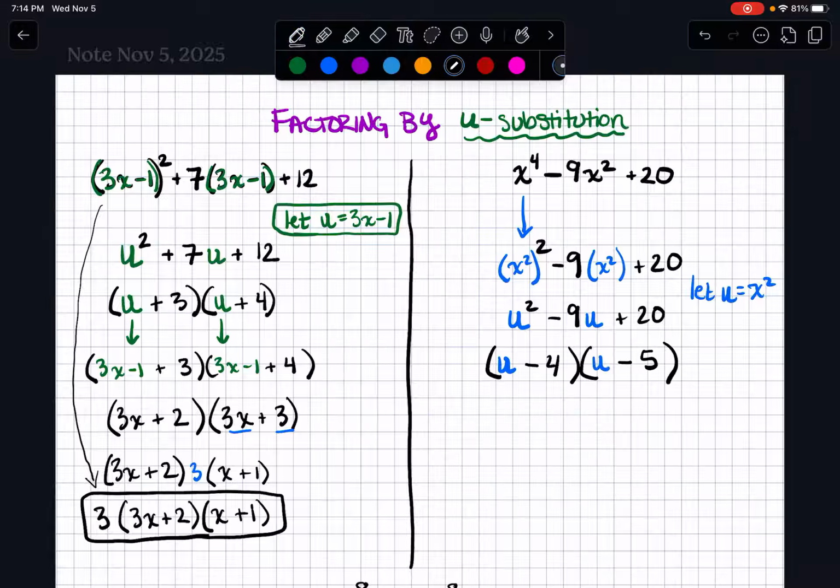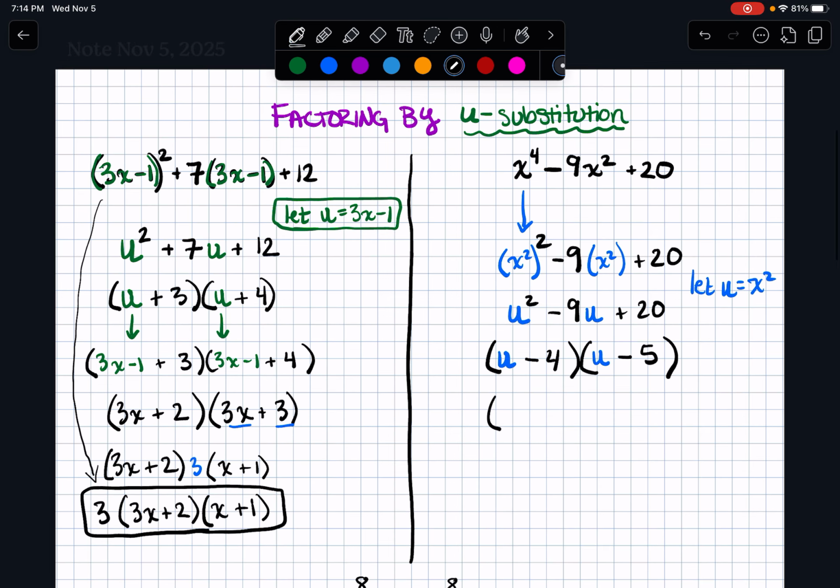And now that I've factored it, I'm going to put my x squared back in where I had my u's. So everywhere I had u, since I've defined u as being x squared, I'm going to put that x squared back in and see if there's anything else I can do.